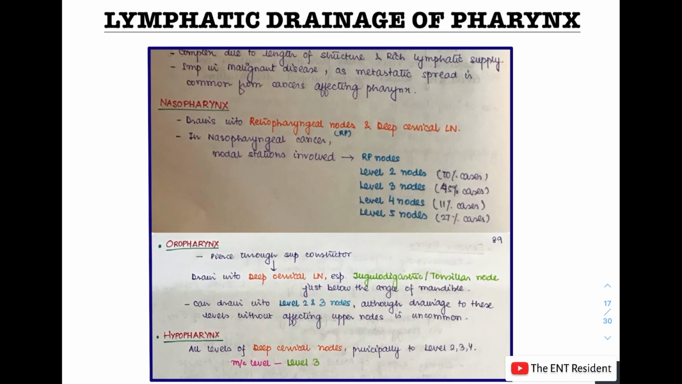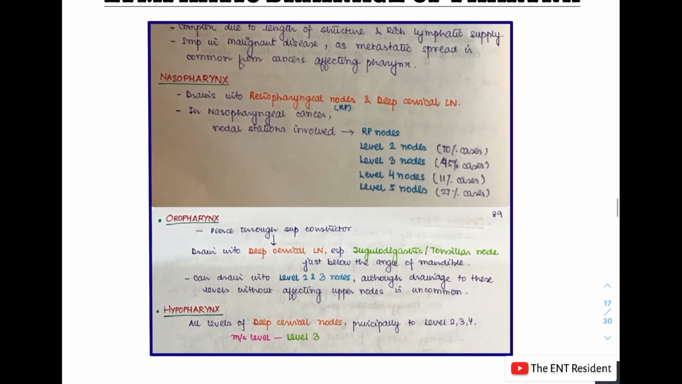For nasopharynx, first we have to talk about nasopharynx lymphatic drainage. It drains into the retropharyngeal lymph nodes and the deep cervical lymph nodes. Now the retropharyngeal lymph nodes have a very big importance here. There is a carcinoma known as nasopharyngeal carcinoma. In this carcinoma, the first lymph node to drain it is the retropharyngeal lymph node. This is a very important lymph node.